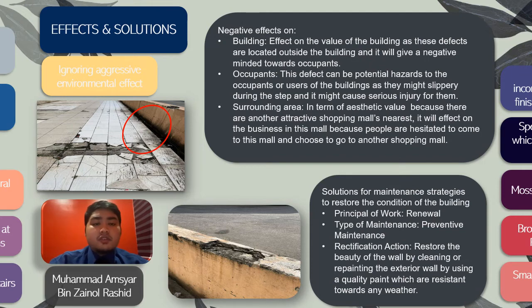Today I will talk about these defects that cause negative effects towards first, the building, second, the occupant, and last, the surrounding. So first is ignoring aggressive environmental effect. The negative effect for the building is on the value of the building, as these defects are located outside the building, and it will give a negative impression towards the occupants.